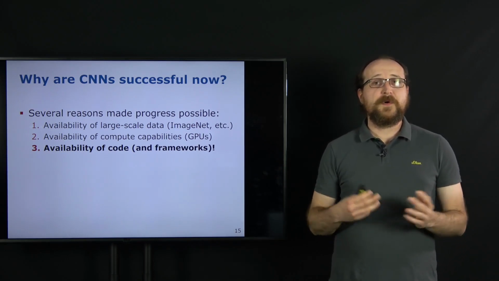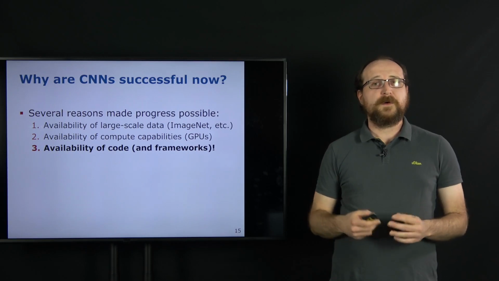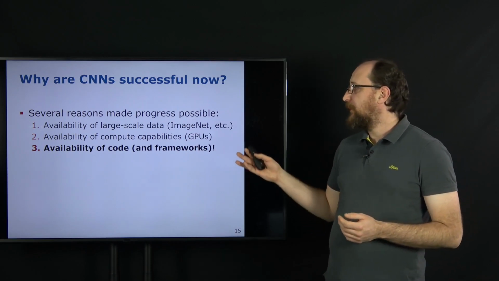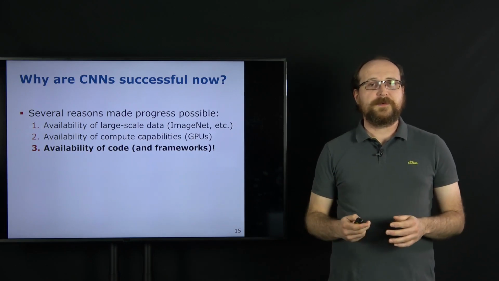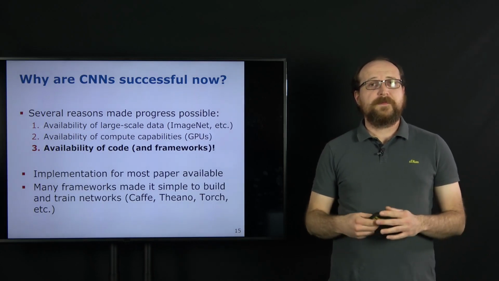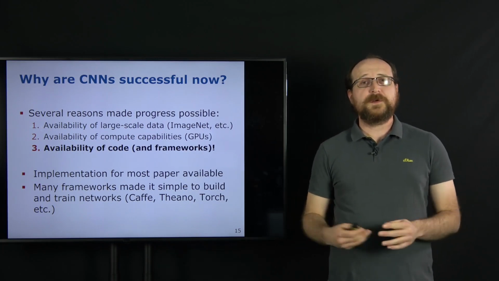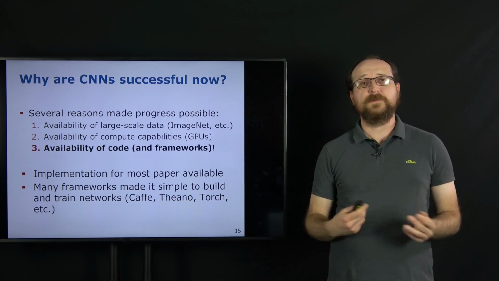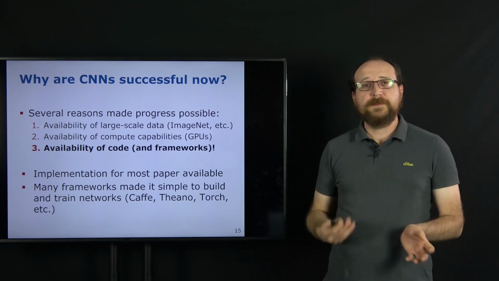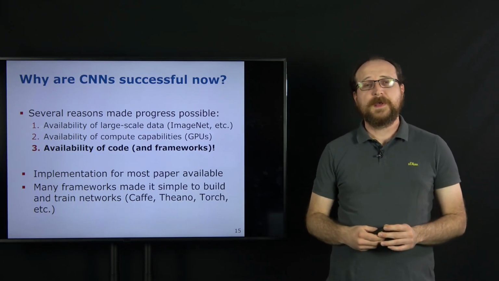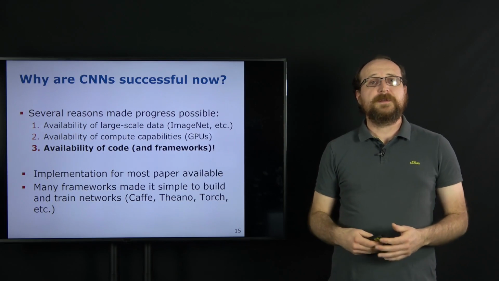But for me personally, the most important reason why deep learning took off like this was the availability of code, and also the research community that developed frameworks to easily develop deep learning approaches. So nowadays, for most of the papers, the implementations are available on GitHub. If you're interested in some of the methods that we are discussing today and you want to try them on your own images, you can just download the implementation for most of the papers, and then you just try it for yourself.